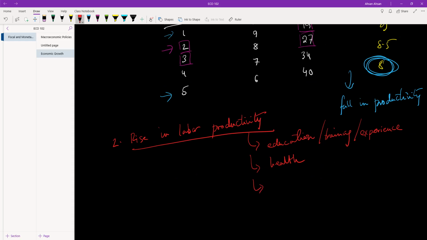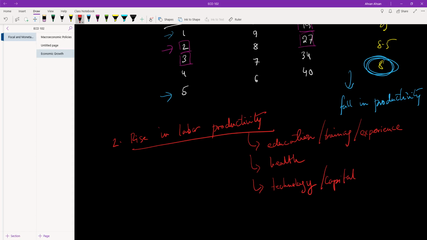Third way can be technology. If you can give technology or capital, more or better technology equipment to your workers, then they will also be more productive. A person was using a hammer to break bricks. It's very difficult work. It's not a very efficient way of working.